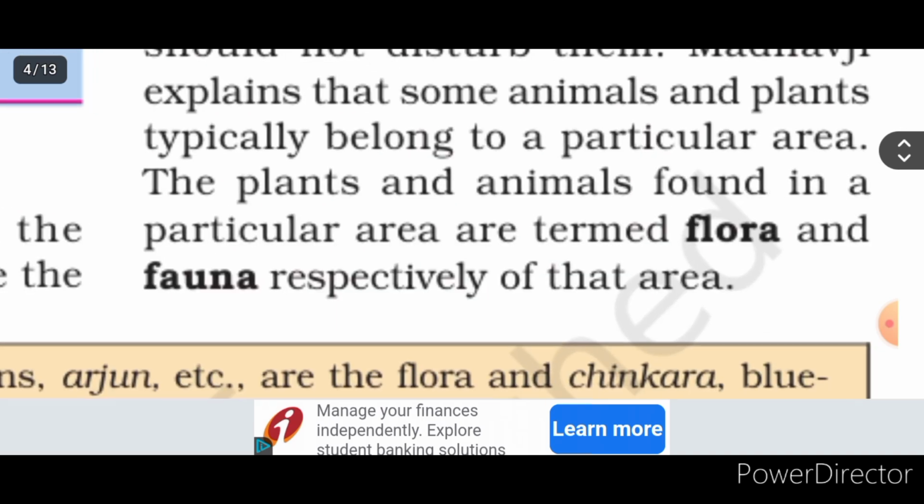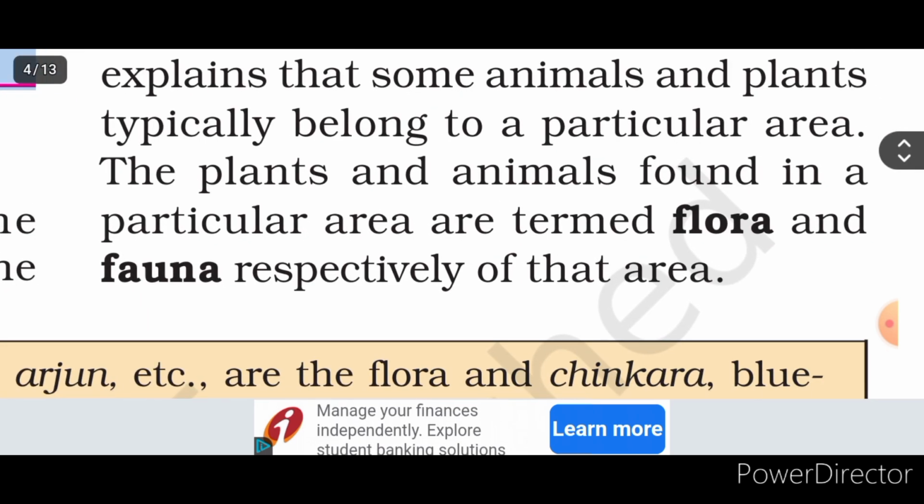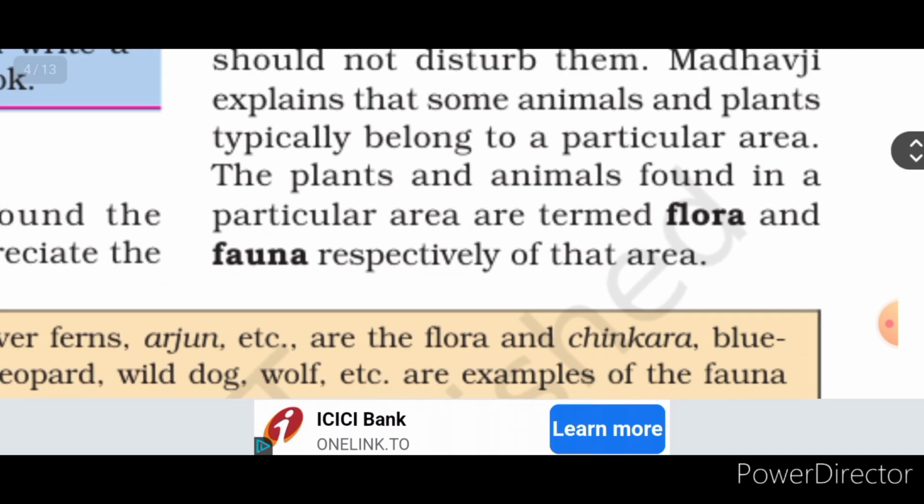Flora and fauna: the plants and animals. Flora is for plants and fauna is for animals. The plants and animals found in a particular area are termed flora and fauna respectively of that area.